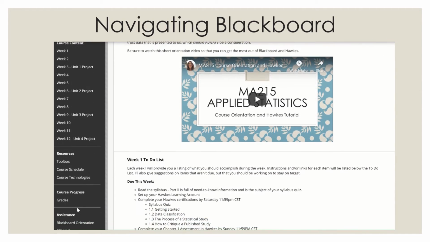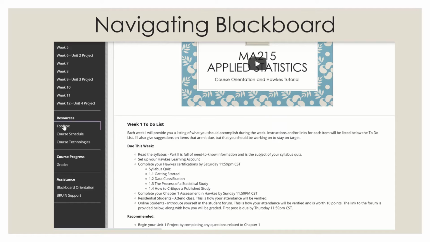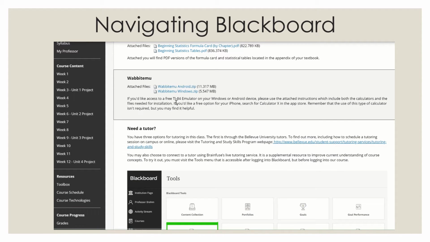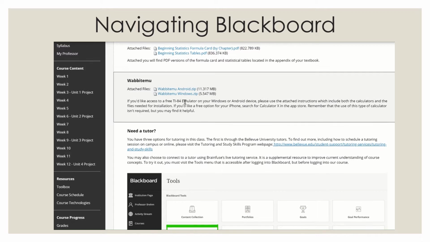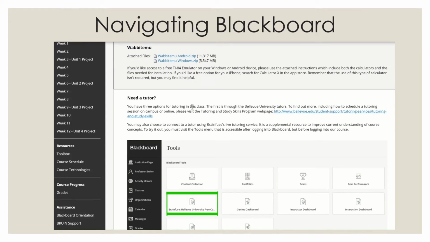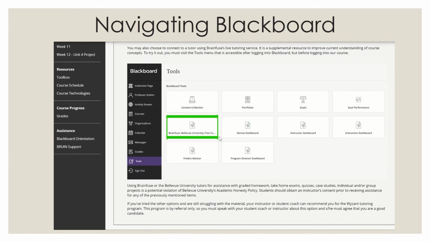Other things that you need within your Blackboard course, under Resources, if I click on Toolbox, there is a formula card and a statistical table. My focus in the course will of course be to use Excel or the TI-84, but some people prefer to use the tables, and that is fine too. When you're doing your work in Hawks, you can certainly download those tables to help you. Wabbit-emu is a TI-84 emulator, which is one of the options in this course. Again, it's completely optional, whereas Excel will be required for you to do well on your projects. And then there's information on how to find a tutor for this course.